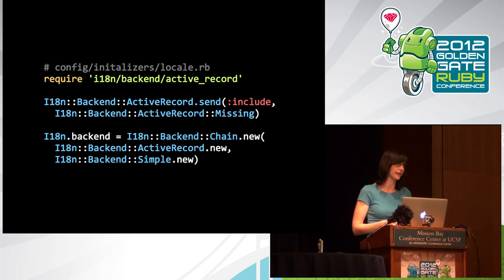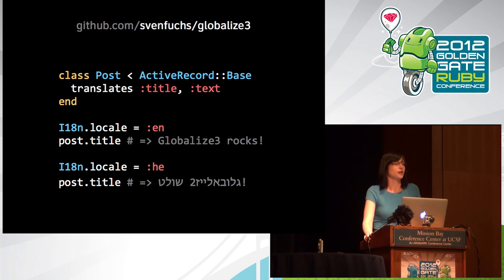So the previously discussed gems are really useful for translating snippets of UI text or anything else that would otherwise be stored in a template. But if you're storing text in the database for like a blog post or something, there's this gem called Globalize 3, also by Sven Fuchs, which is really great. It works well with any of the other options. And all it does is scope Active Record getters and setters to the current locale. So it's very easy to use.